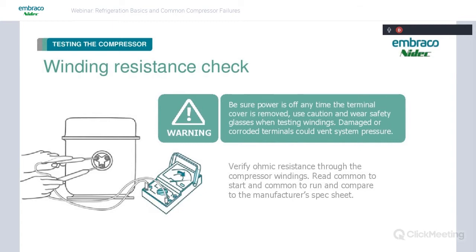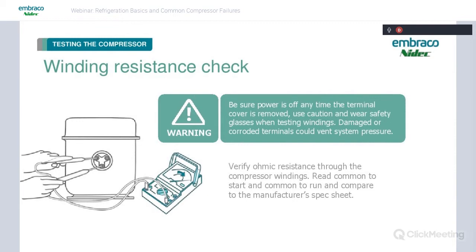But before we talk about it, we want to be sure that the power is off anytime the terminal cover is removed. Always be very careful with this and wear safety glasses when testing these windings, because those terminals are mounted in a fusite material. This material can get corroded or damaged by acid or arcing inside the compressor, which could damage the terminals. You always want to keep your face to the side. Don't put your face in front of these terminals when you're checking them, because if you touch these terminals, wiggle them around, and they blow out from being corroded, it will vent system pressure.